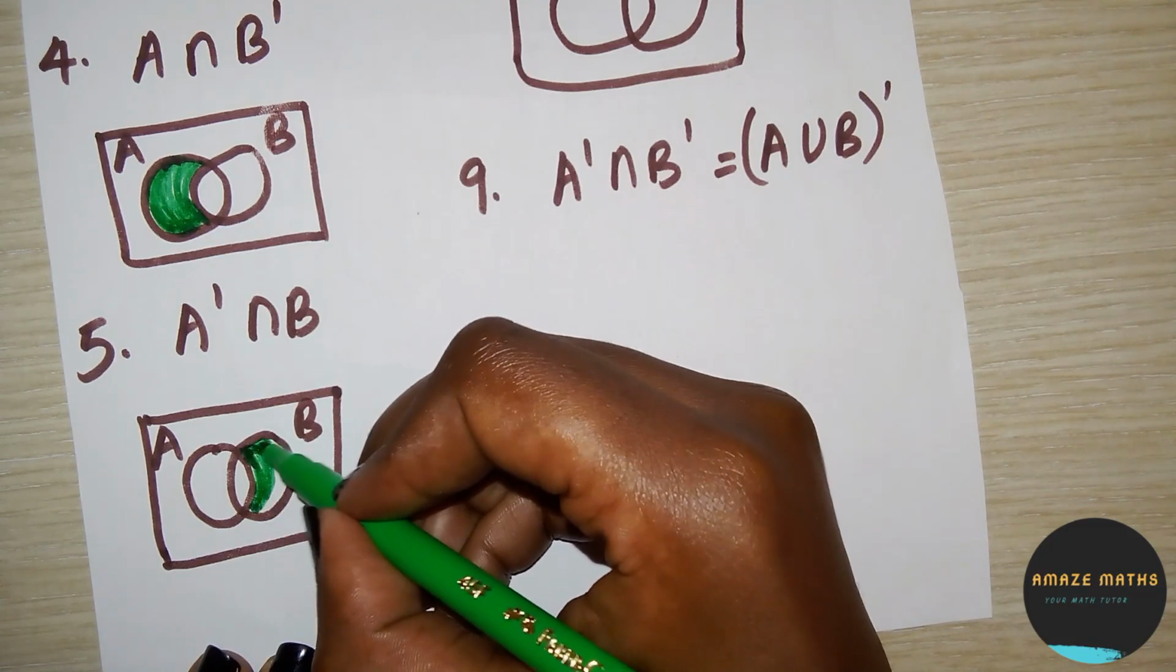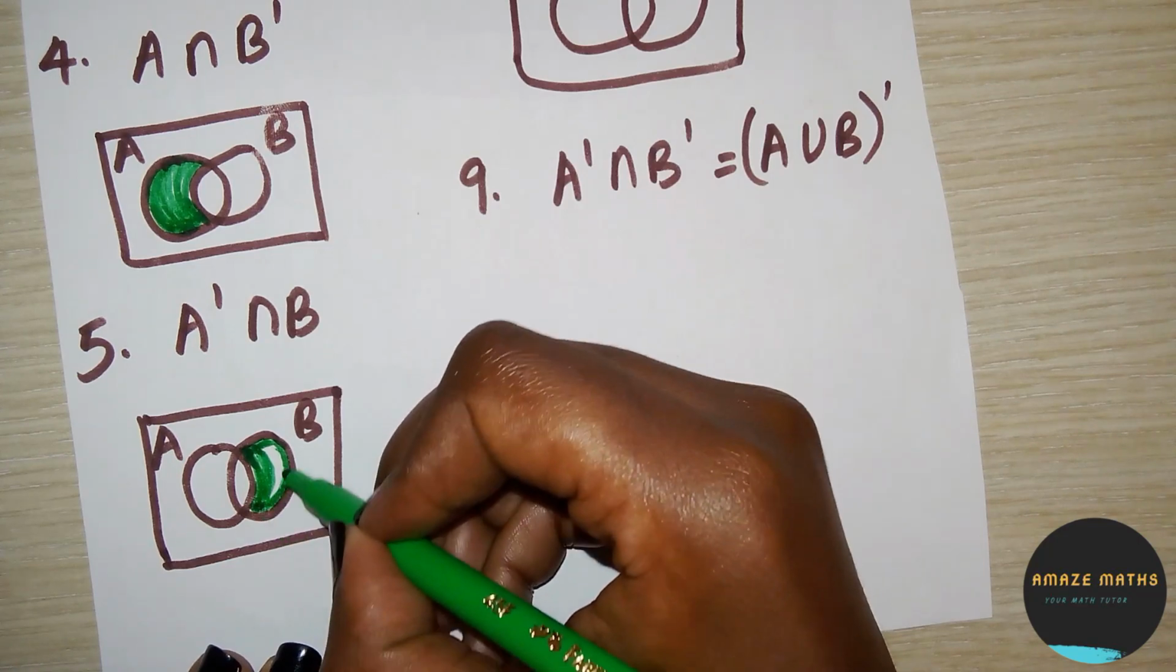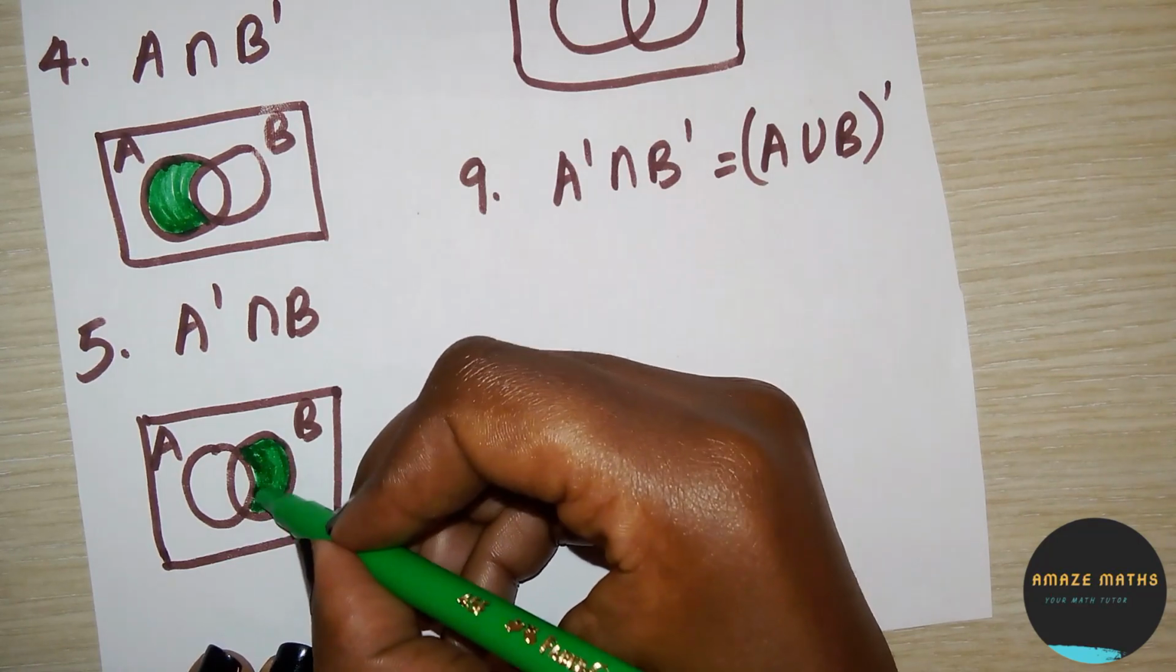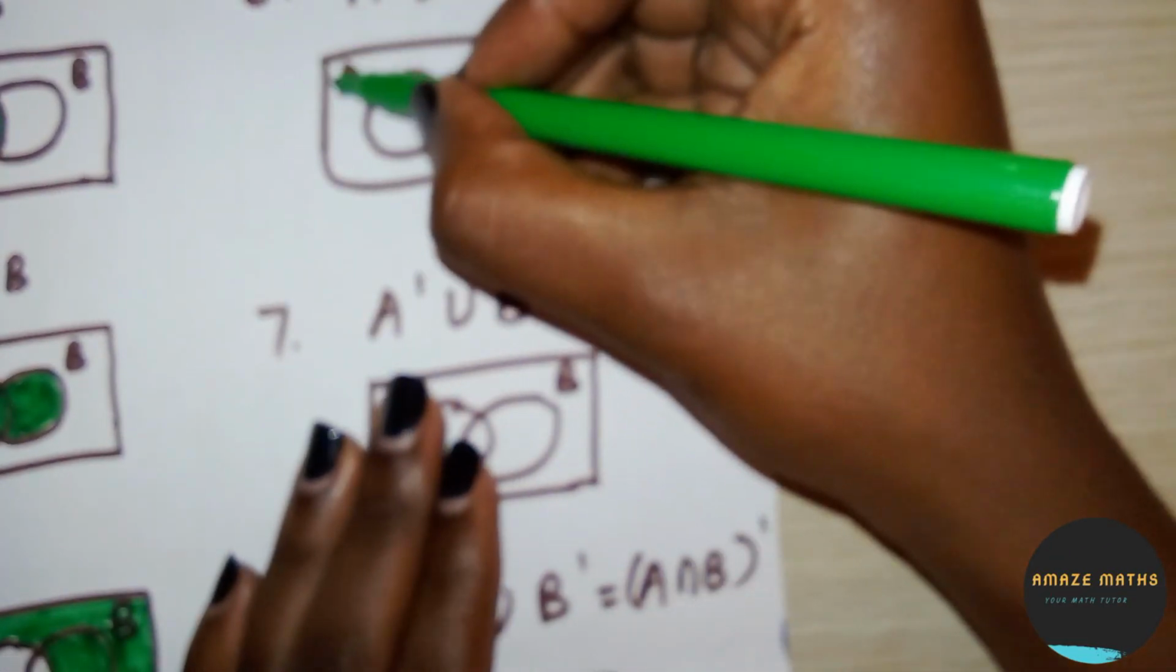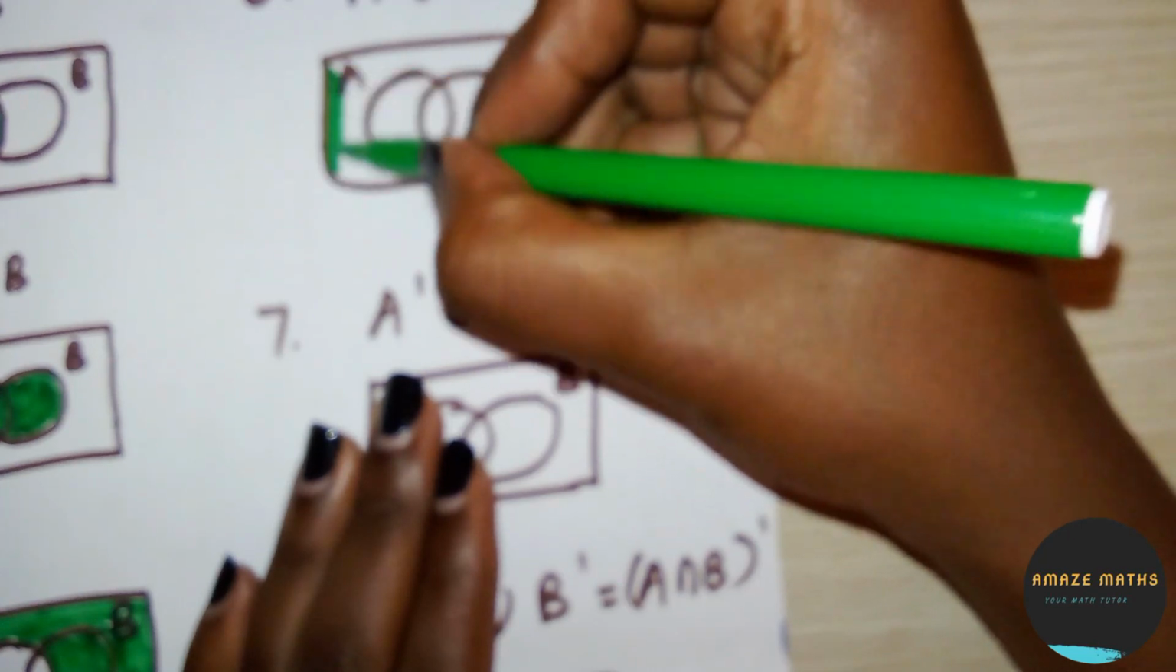So this one we're shading outside of A. So outside of A. Number 6, since it's union, we have to shade out the outside part as well.